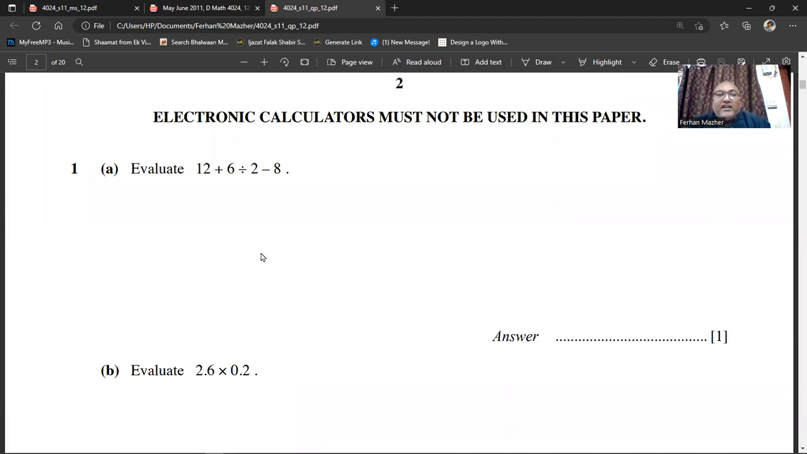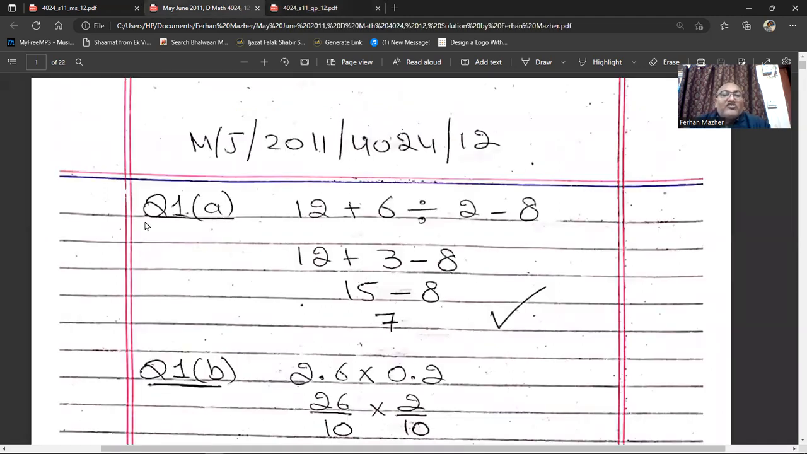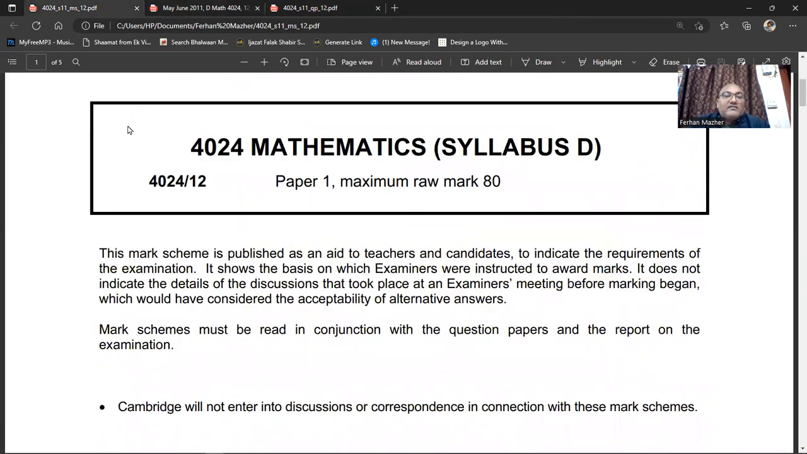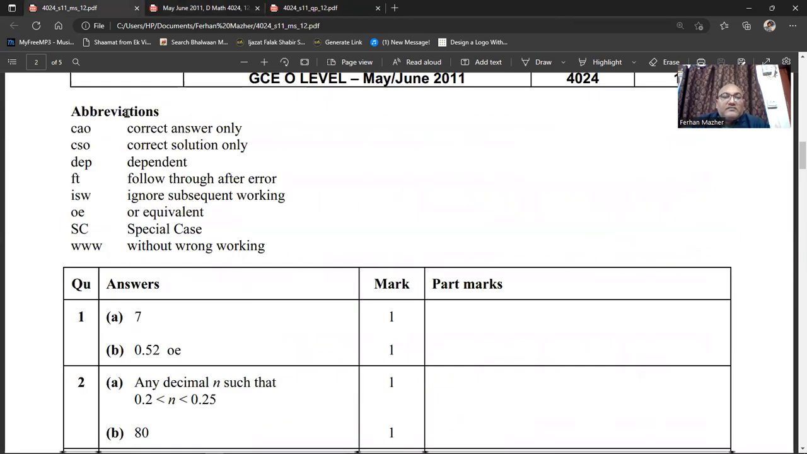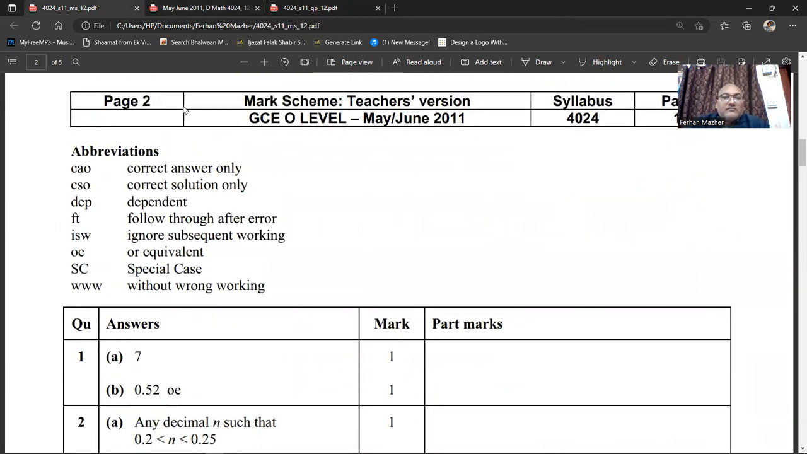Question number 1, A part. Evaluate 12 plus 6 divided by 2 minus 8. First of all, we will do the process of division. So you will have 12 plus 6 divided by 2, that is 3. So 12 plus 3 minus 8. 12 plus 3 is 15. 15 minus 8 is 7. So my answer is 7. So 7 is the right answer, sir.